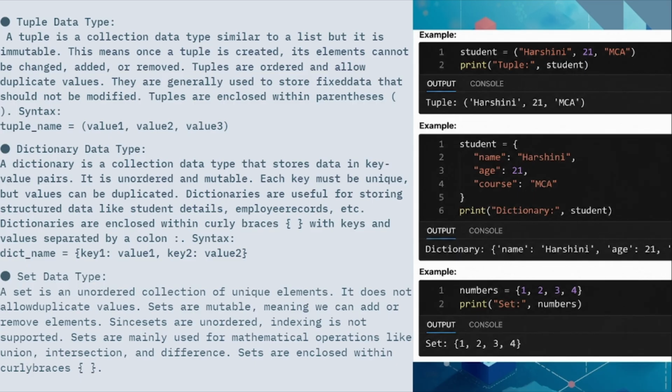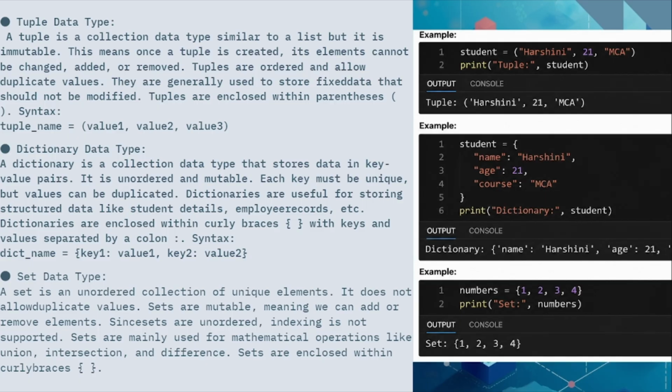Next is the dictionary data type. Dictionary is a collection data type that stores data in key-value pairs. In list and tuple, we store values individually, value 1, value 2. But in dictionary, we have a pair, that is key and value pair. It is unordered and mutable.